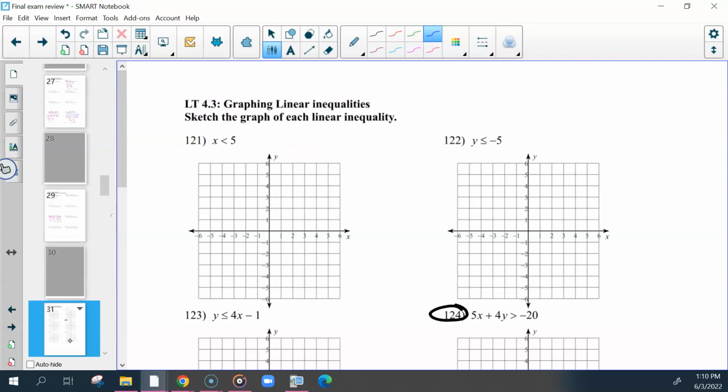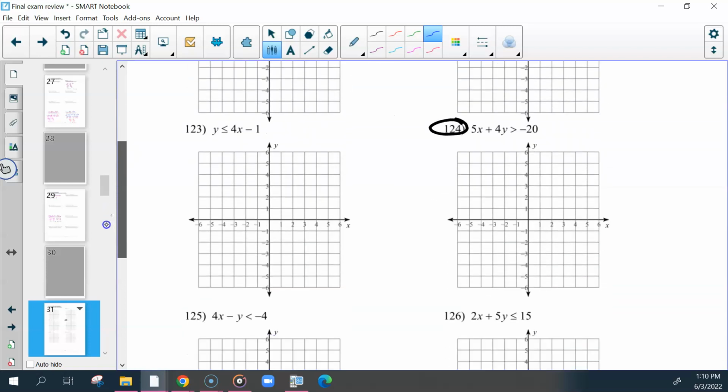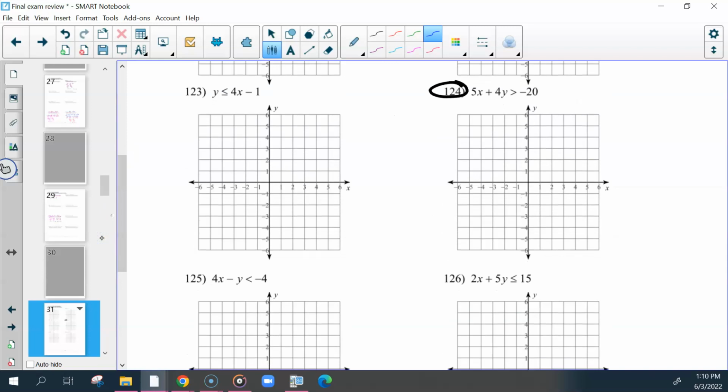Next objective is your graphing linear inequalities. So this is similar to just graphing lines. So on 124, we would need to convert this, get it in slope-intercept form first. So subtract 5x on both sides. We have 4y is greater than negative 5x minus 20. And divide everything by 4. So y is now greater than negative 5 over 4x minus 5.